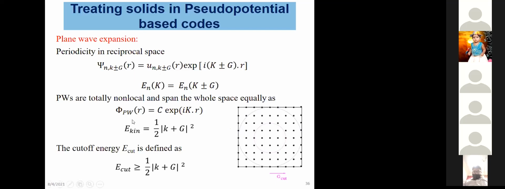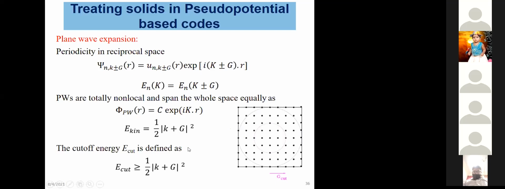Okay, so there is one criterion which we get from our reciprocal space, that the kinetic energy will be equal to half of |k plus G| squared. So k is our lattice wave vector, and G is the periodic wave vector in the reciprocal lattice, and this gives us a cutoff energy. The cutoff energy for our calculation for the particular wave function should be greater than or equal to half of |k plus G| squared.